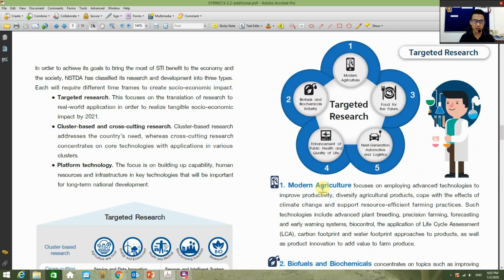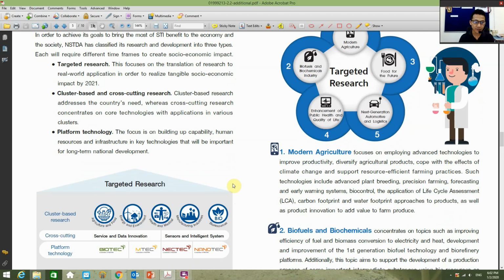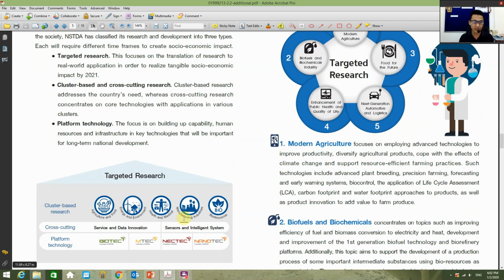Okay, let me show you here. The research idea will be completely different compared with the plan that we have had in the past. Like this, see that? You have a platform technology. This is like a house. You see that? That's the roof.